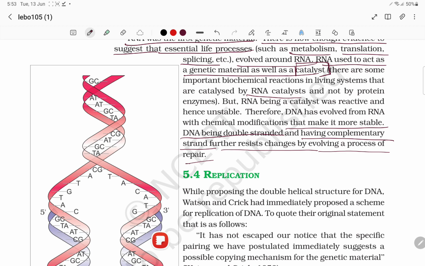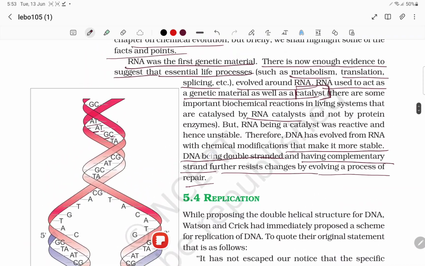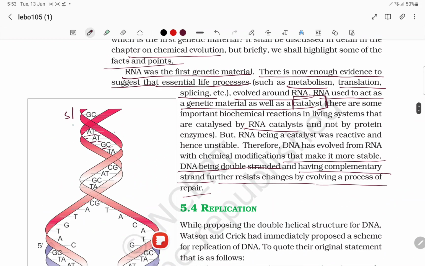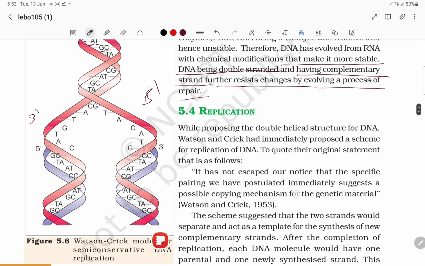In this chapter we are going to see that DNA is double stranded. Adenine is pairing with thymine, guanine is pairing with cytosine, thymine is pairing with adenine. Like this we are going to see the complementary base pairing. If one strand is 5 prime to 3 prime, the other one is 3 prime to 5 prime, which is anti-parallel in nature.